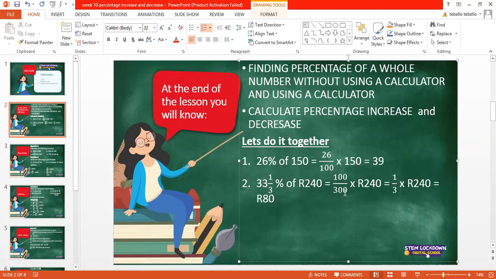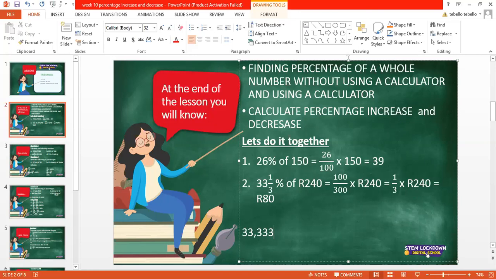So this is how you will punch it in your calculator. When you are done, you'll say 100 over 300 multiplied by 240 equals. Why does it say 1 over 3? Because it's simplified right here. They try to get the highest common factor for 100 and 300. So when we simplify it, we get 1 over 3, and then multiply by 240. This is what you will get.